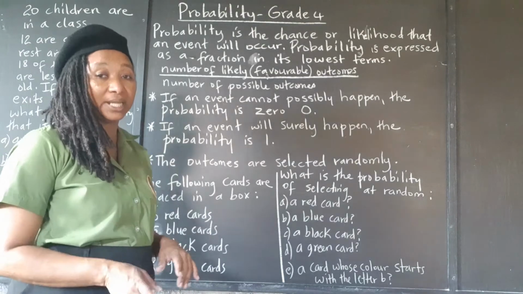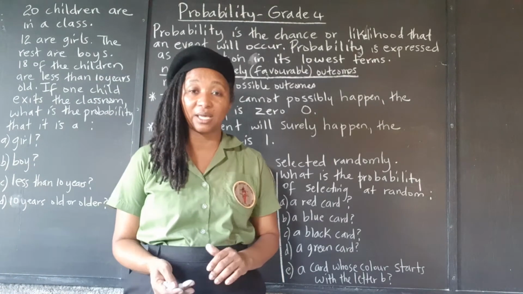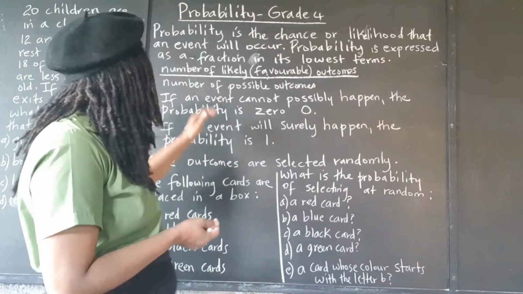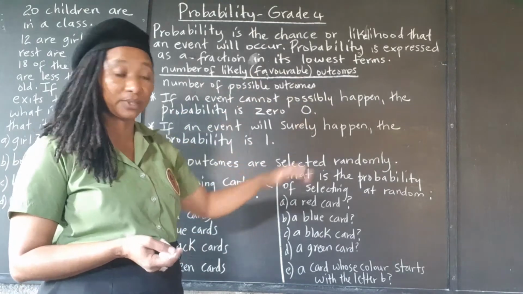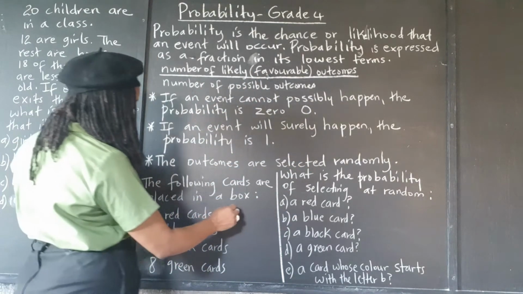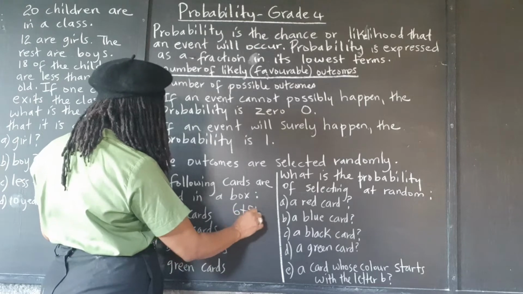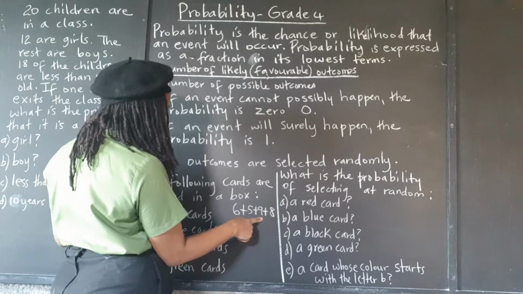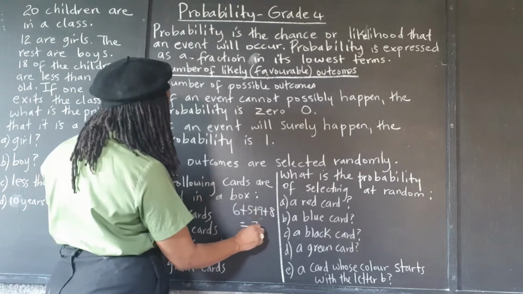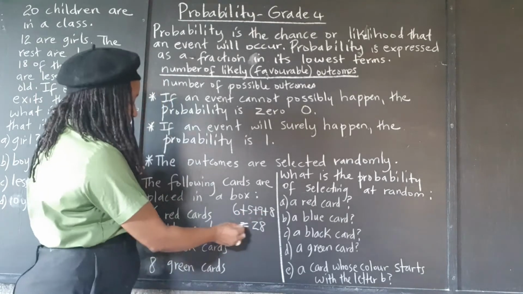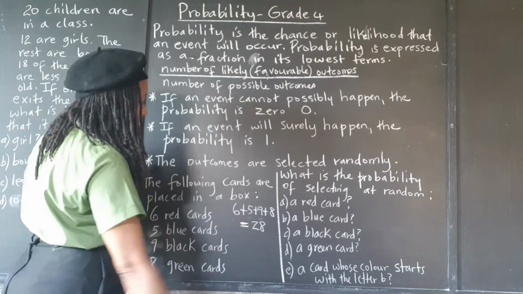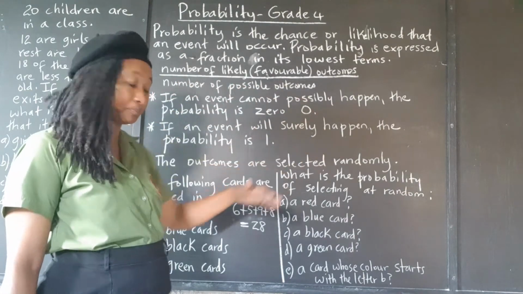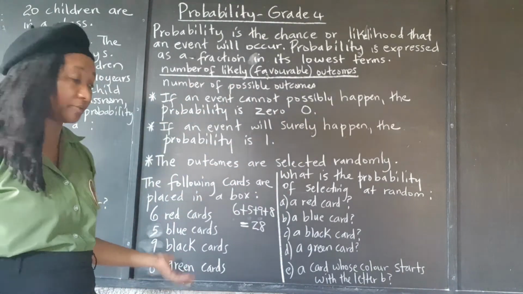Whenever we're doing probability, a good thing to do at the beginning is to see how many you have in all, because we know we're going to need to put it over all the possible outcomes. So let's see how many cards we have in all. 6 plus 5 plus 9 plus 8. 6 and 5, 11, plus 9, 20, plus 8, 28 possible outcomes. So we know 28 is going to be our denominator, the number of possible outcomes. There are 28 cards.